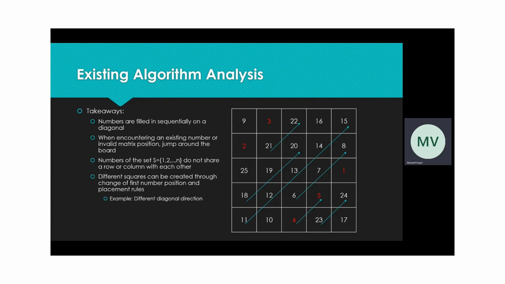And then additional things is that different squares can be created through a change in the first number position and placement rules. So for example, if you use a different diagonal direction from top right to lower left, you'll get a mirrored version of this magic square.